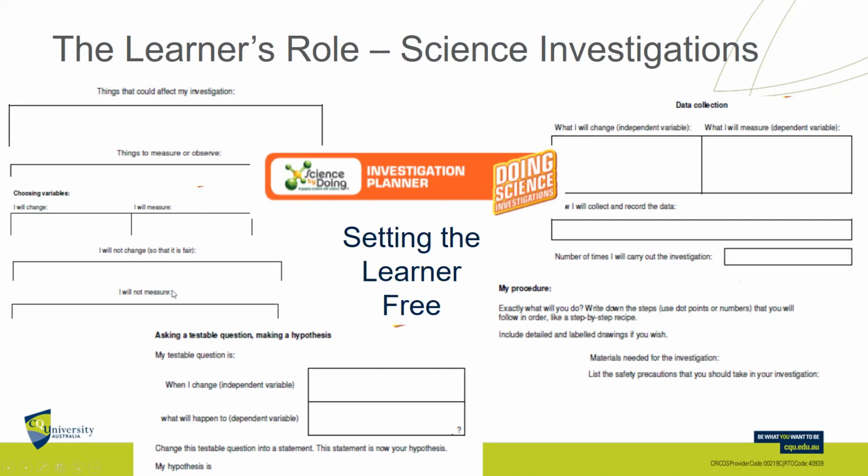Now, we could apply this, for instance, to a car going down a ramp, okay? And we could see under what conditions the car went furthest. So we can see a whole range of things that I will not change. For instance, I won't change the car. I won't change the angle of the ramp. Things I will change, for instance, will be perhaps how far up the ramp I place the car. All of these different things. So a fair test can be constructed.